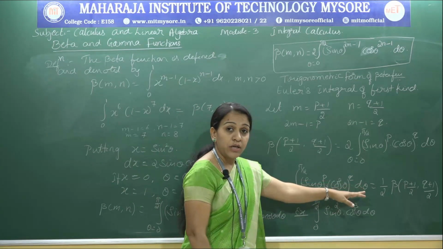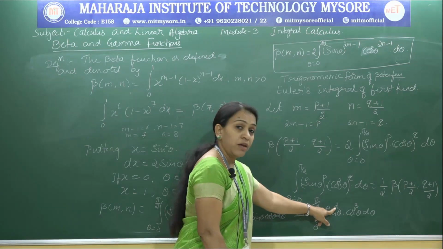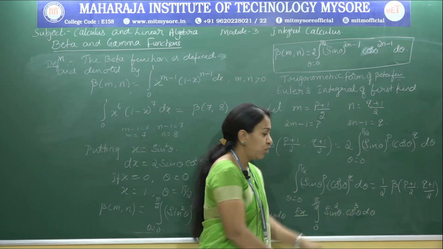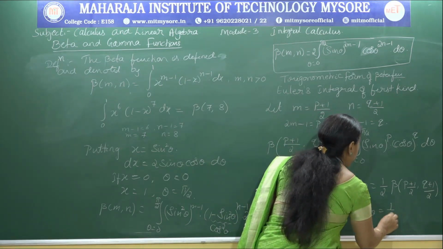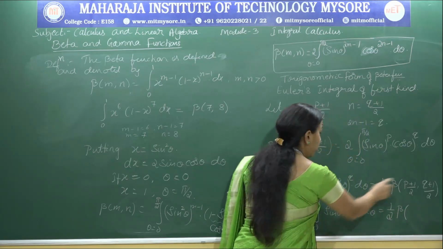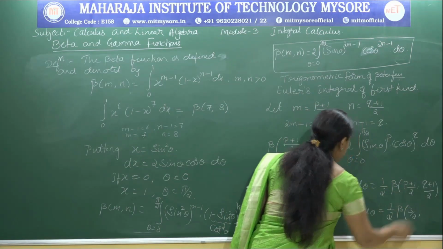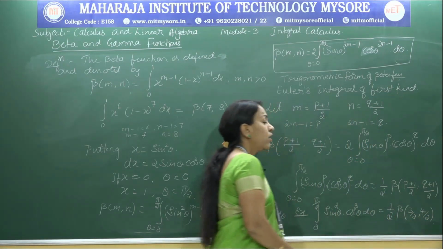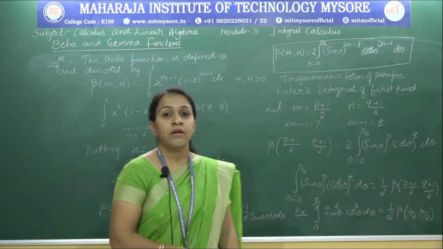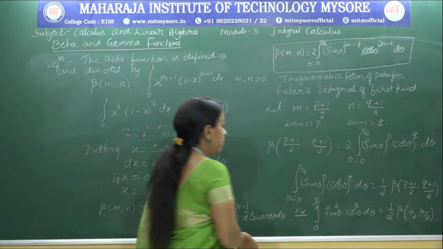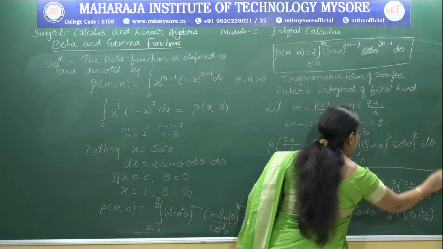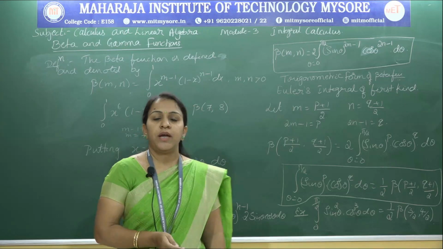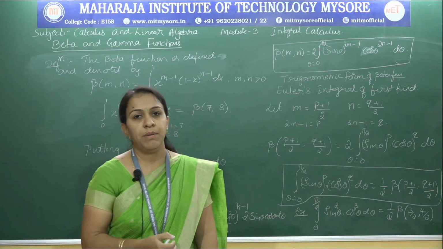Then I can write directly in terms of beta now. In place of p, we have 2. In place of q, we have 3. So it is nothing but 1 by 2 times beta of 2 plus 1, 3 by 2, comma 3 plus 1, 4 by 2, which is 2. So this is the way I can reduce the trigonometric form of the beta function to another form, so that I can solve the given definite integral easily using a beta function.